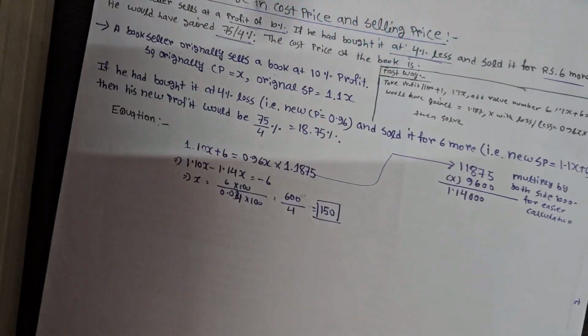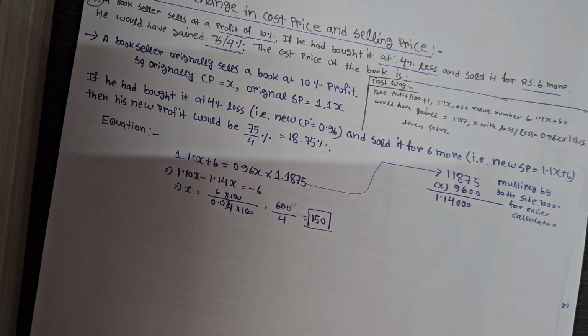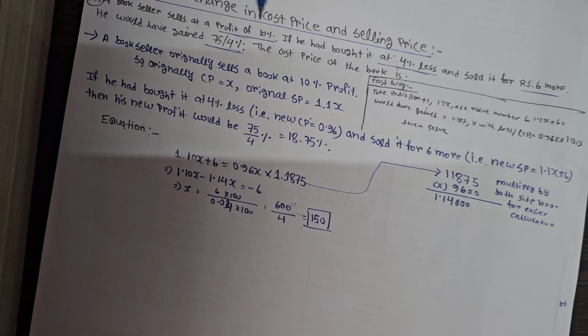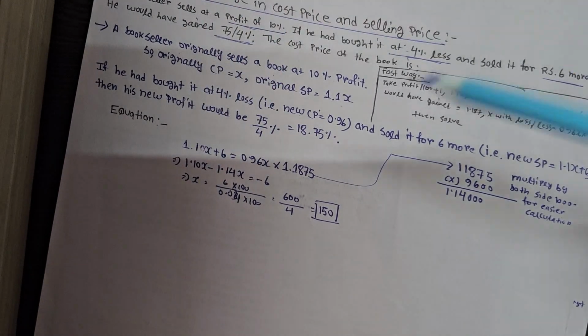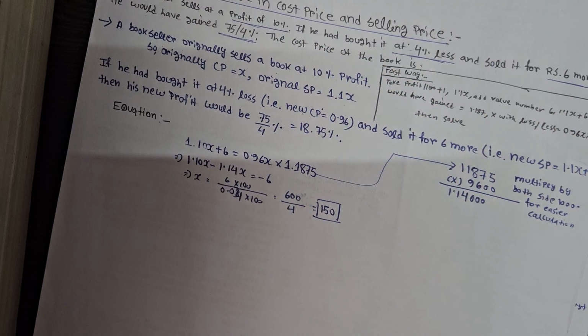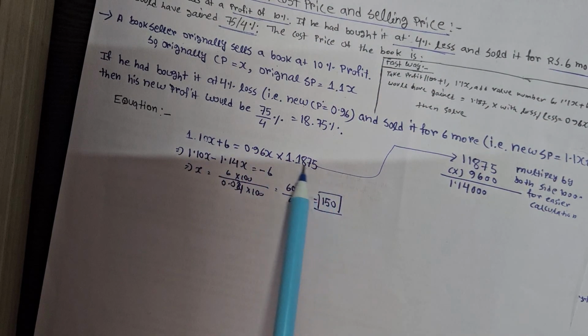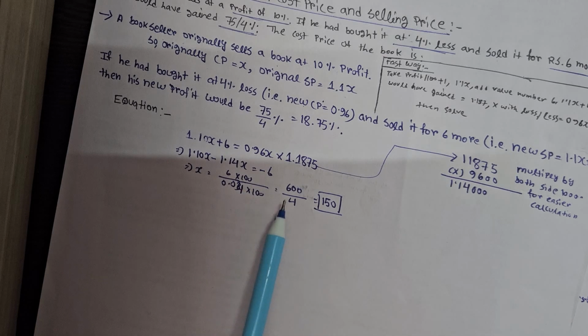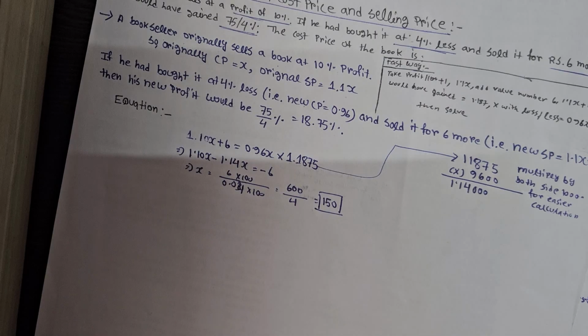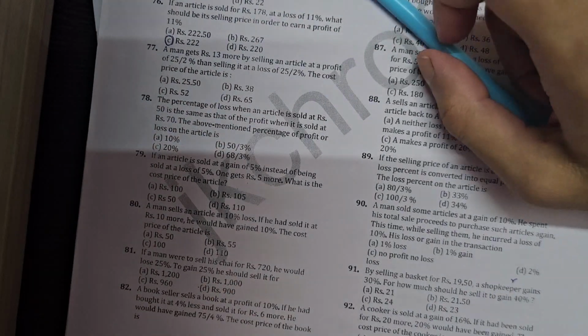Coming up next is profit and loss, change in cost price and selling price. Let's say a bookseller at a profit of 10%. We just did this problem, so we're not going to explain it again. This is how we do it, and the cost price would be 150 rupees here. We wrote the equation, multiplied it, took the x value to this side, and got 6 divided by 0.04, multiplied by 100 on both sides, 600 by 4, it's 150. There aren't that many problems, these are just some examples.